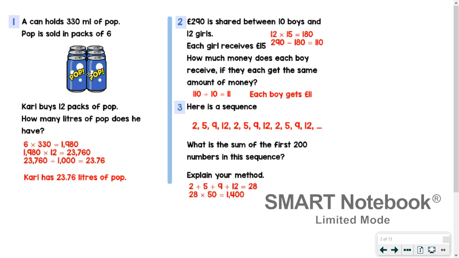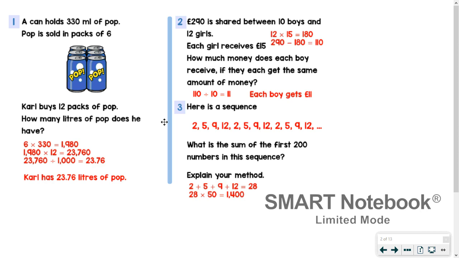So first thing we do is we need to find out how many milliliters of pop are in that pack of 6. So we do 6 times 330, which is 1,980. That's how much in one pack. We want 12 packs. So we take that 1,980 and we times that by 12. That will give us 23,760. That is how many milliliters are in those 12 packs of pop.